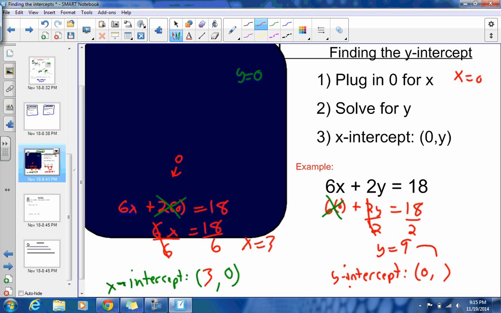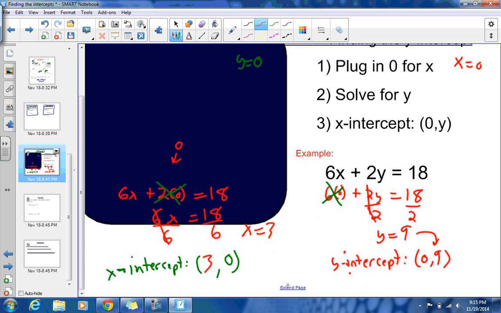And then we can take that and put it in here and find our y-intercept to be (0, 9). So we have our x-intercept, we have our y-intercept, and we're done. I wanted you to find the two intercepts.